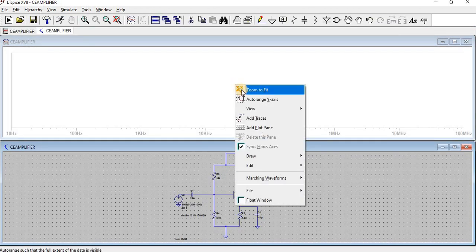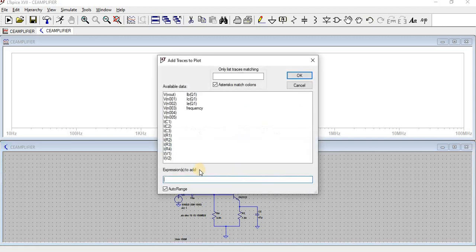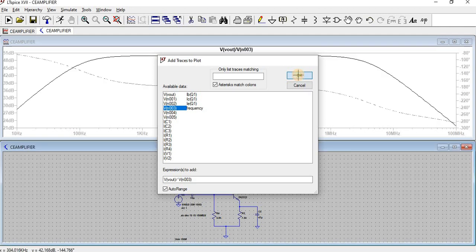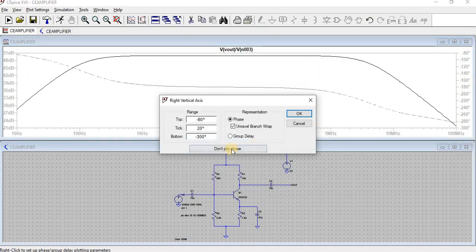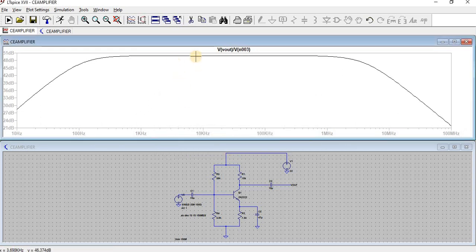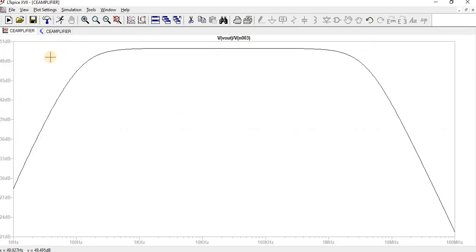Always, the output voltage gain is nothing but output by input. So here the output is V of Vout. In the expression you can enter V of Vout divided by the input node. The input node is N003, so we can observe Vout by Vin. This is the corresponding voltage gain. The right side is your plot phase, which you can delete, and here we can observe the corresponding frequency spectrum for the common emitter amplifier.